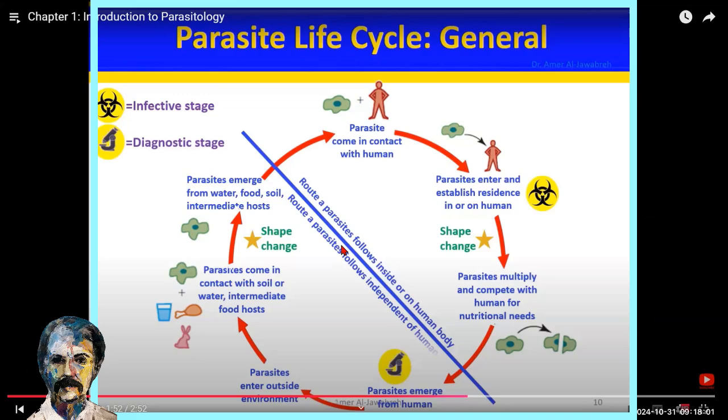It has to go through the other host. But we don't show this here. We will show this in every parasite. This is what we call the simple life cycle. It's a general simple life cycle like the amoebas. Amoebas are like this.